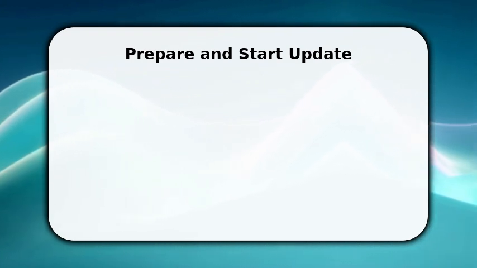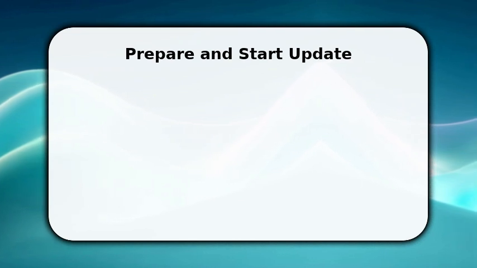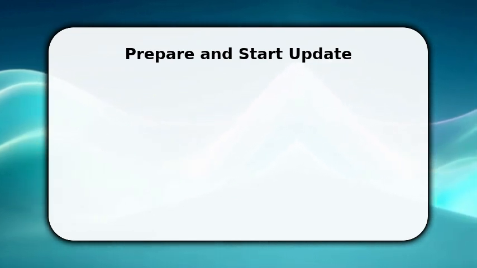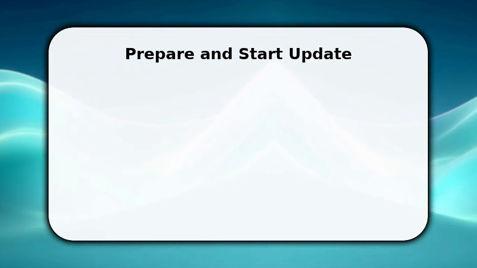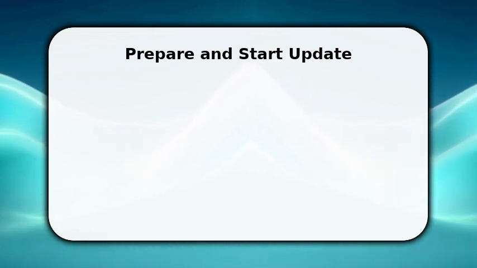Now open Settings, go to System, Advanced, System Update, and tap Check for Update to start the download. This initiates the first actionable step toward Android 12.